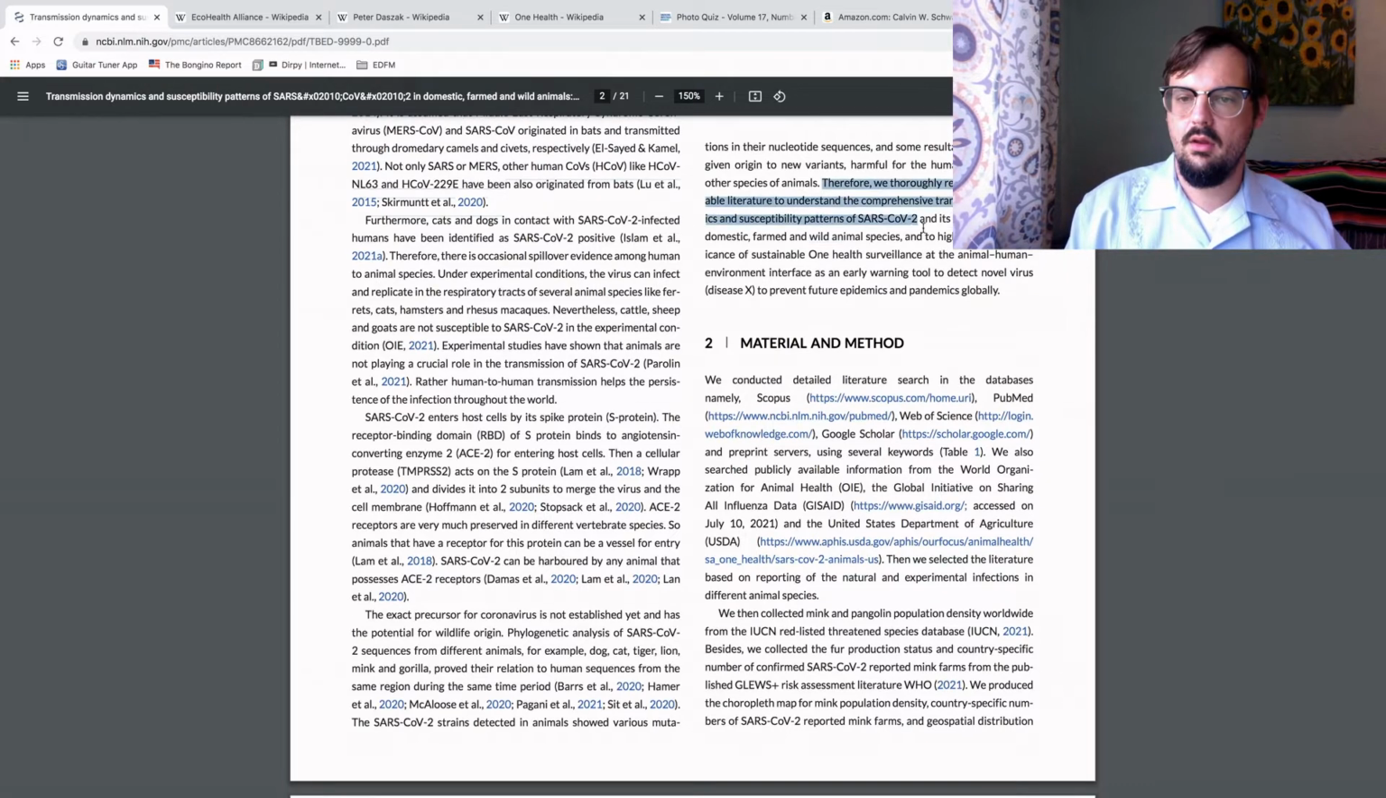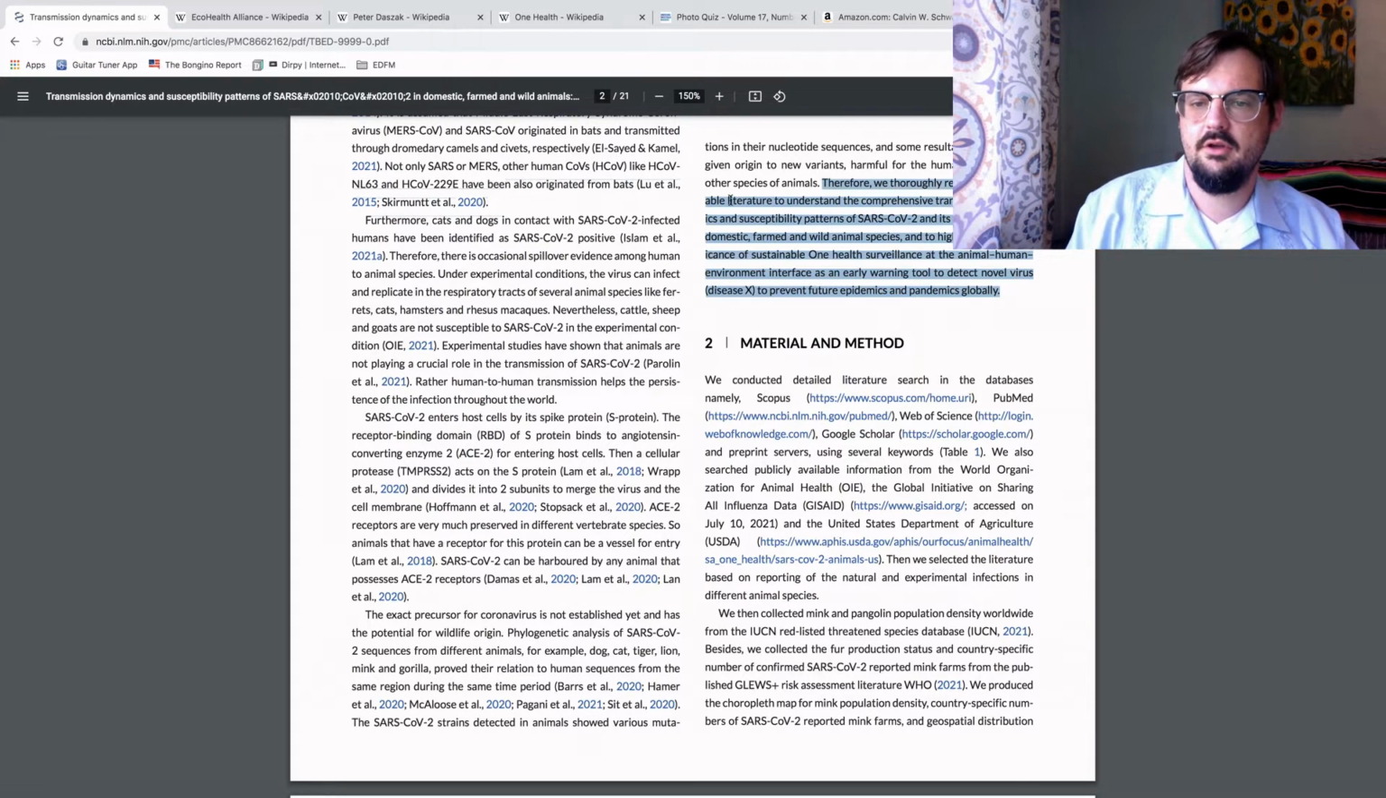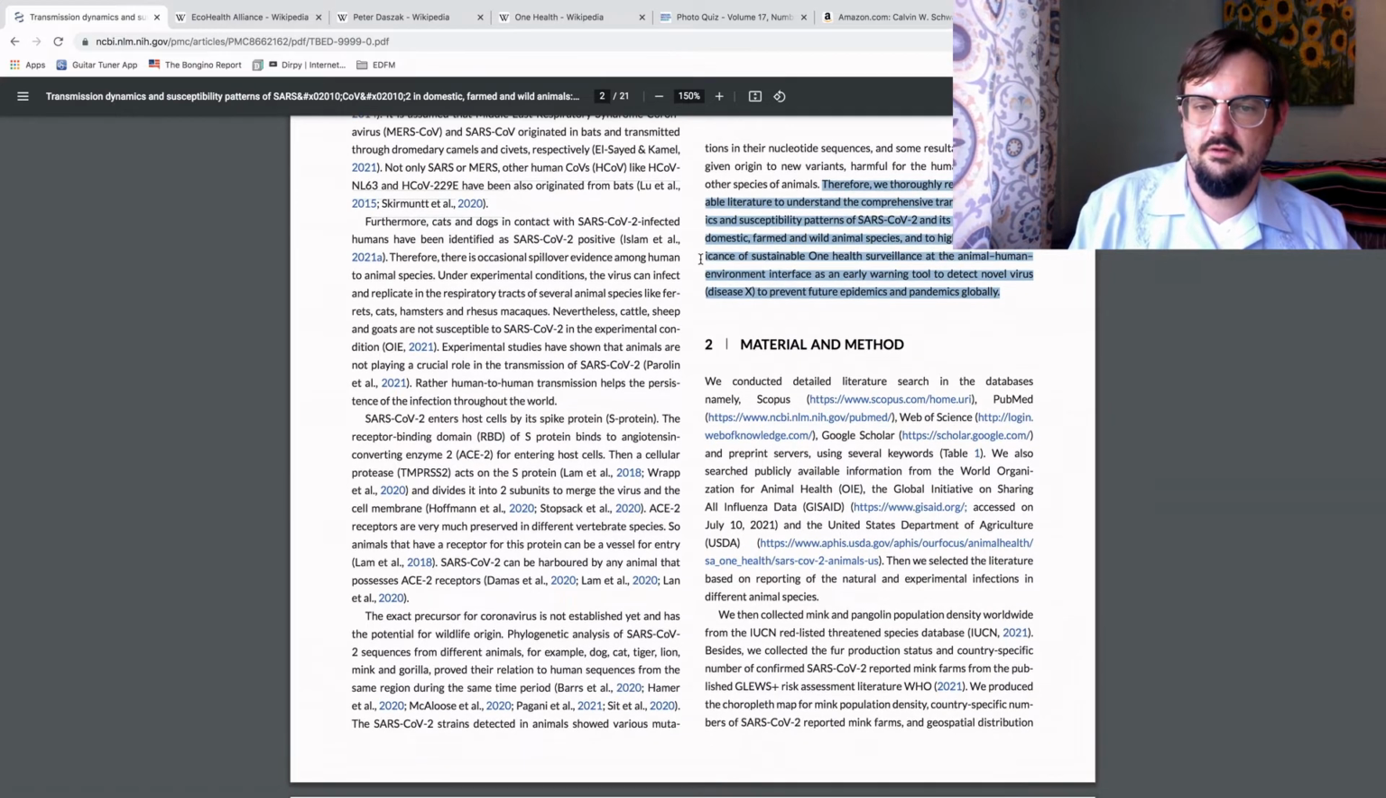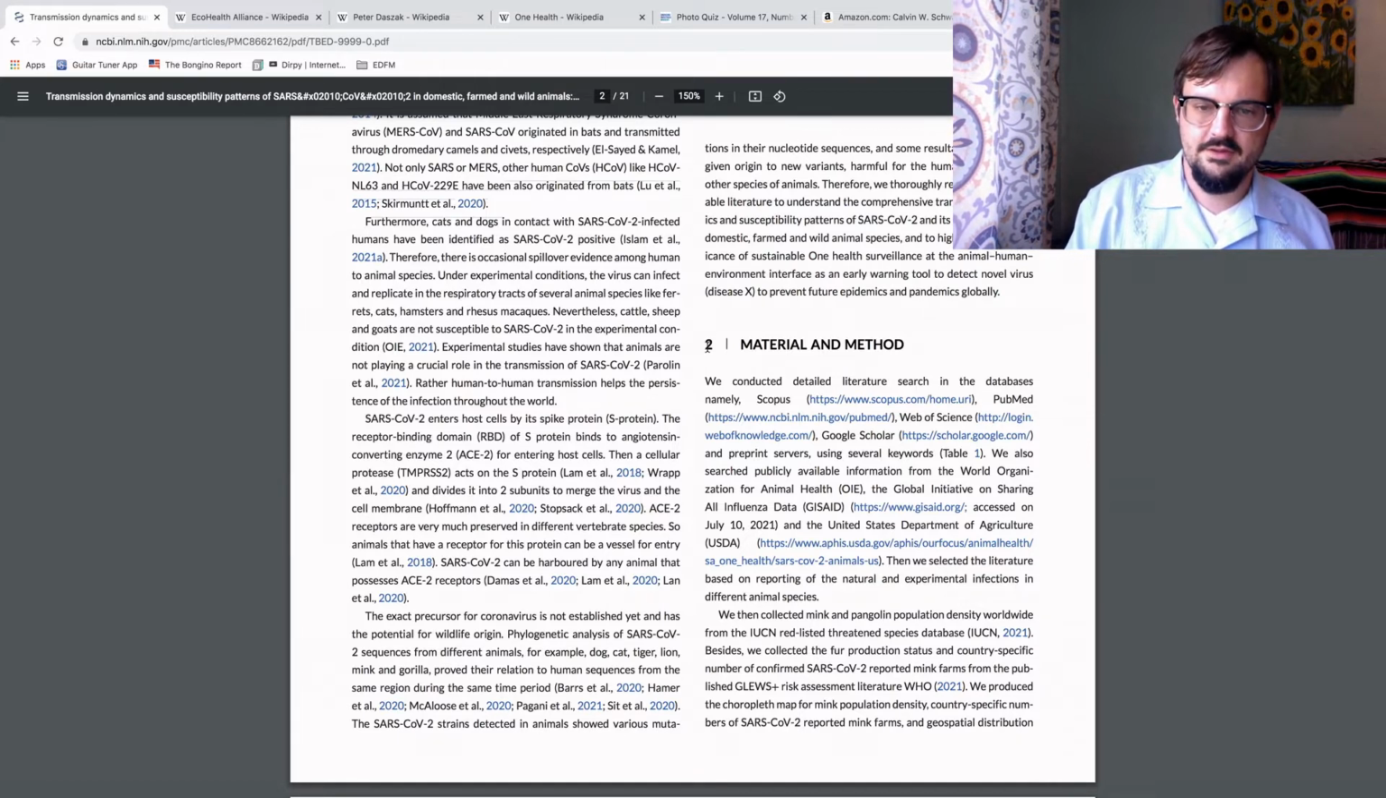And finally, we conclude, therefore, we thoroughly reviewed the available literature to understand the comprehensive transmission dynamics and susceptibility patterns of SARS-CoV-2 and its related viruses in domestic, farmed, and wild animal species, and to highlight the significance of sustainable One Health surveillance at the animal-human environment interface as an early warning tool to detect novel virus disease X, we're calling it, to prevent future epidemics and pandemics globally. Again, that's their conclusion.